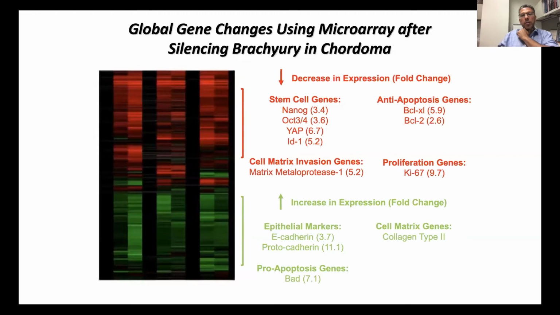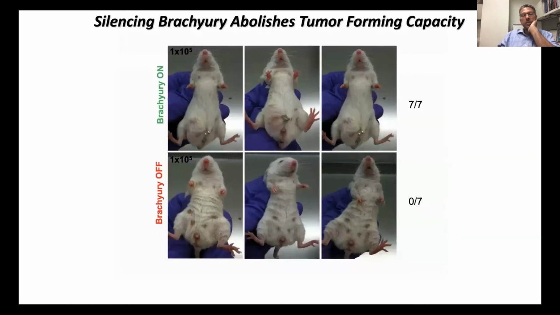We did microarray studies showing that when you knock down Brachyury, you can see a decrease in the stem cell genes, the anti-apoptosis genes, and an increase in epithelial markers, suggestive of a change in the physiology of these cells. And then ultimately, we did the really proof of concept, and that is we were able to in vivo prevent tumor formation in animals.